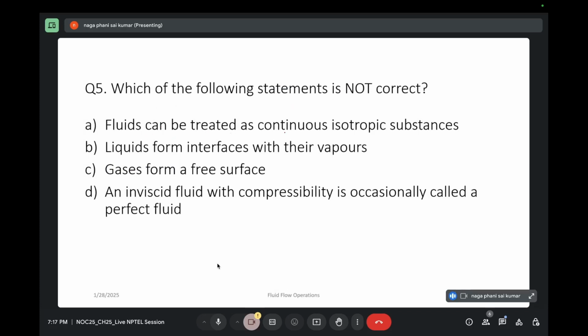And fifth question, which of the following statements is not correct? Fluids can be treated as continuous isotropic substances. Liquids form interfaces with their vapors. Gases form a free surface. An inviscid fluid with compressibility is occasionally called a perfect fluid. Which of the following is not correct? Do gases have a free surface? No, right. Only liquids will have a free surface, right? So option C will be the wrong answer.